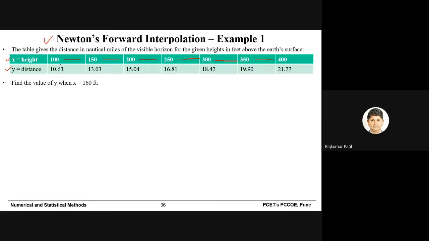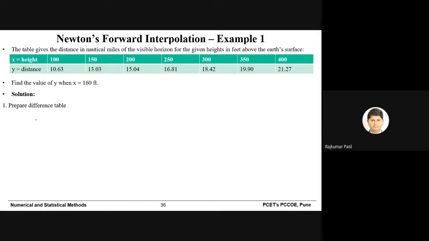The second important thing is that you need to check the units. The distance is expressed in miles and the height is expressed in feet. Whenever you are asked to calculate the value of y for a given x, then after calculating the value of y, you need to put its unit. That is also very important. Otherwise, you may lose a mark. Okay, so we understood from this problem that we need to apply Newton's forward interpolation method. Now we will start solving the problem.